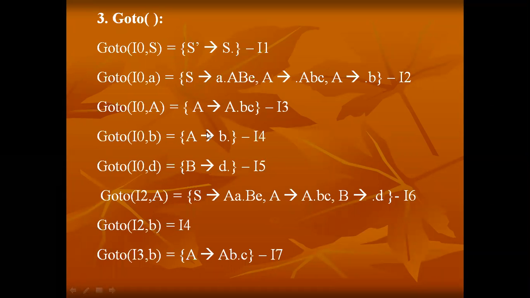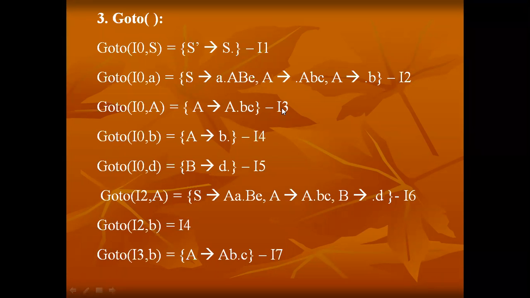What is in I4? It is A tends to B dot, right? Is it clear now? So no need to write again, no need to process again. Just write the existing item number for such conditions. And I2 is completed. No more rules are in I2.